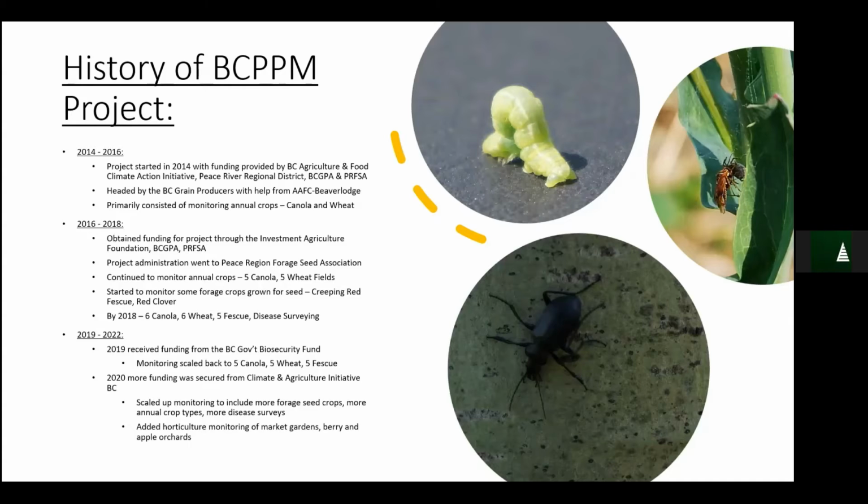And then in 2017, we started to monitor a little more forage crops grown for seed, mostly sticking with creeping red fescue and some red clover. By the end of our funding in 2018, we had grown the project to 6 canola fields, 6 wheat, and 5 fescue, and we had started to do some disease surveying, mostly in the forages, but we were starting to do some in field peas, which was starting to creep into people's crop rotations, and some cereals as well.